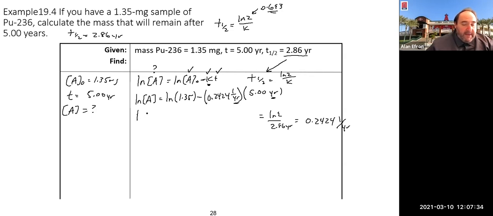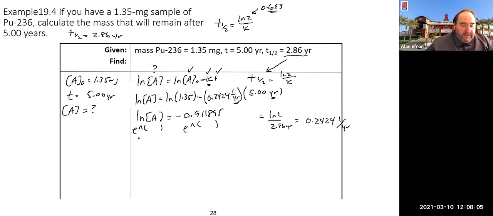If we clean up everything there on the right-hand side, we're going to take basically the natural log of 1.35, and I guess it would help to punch it in, right? 1.35. We're then going to subtract it from 0.2424 times 5. And if we do all that, we end up with minus 0.911895. To get rid of the natural log, we're going to do the E of both sides there.